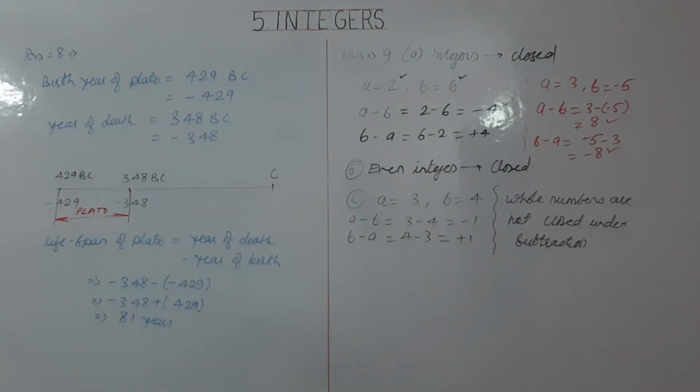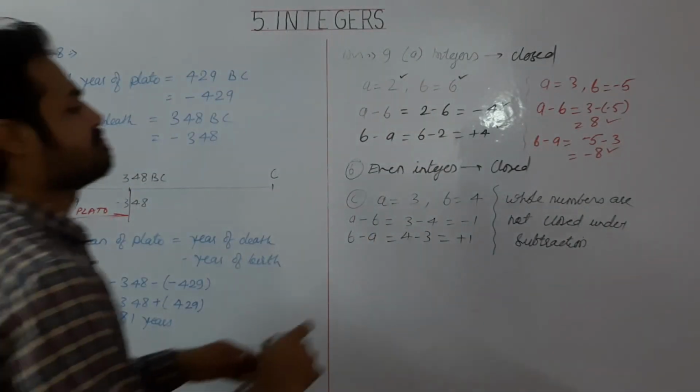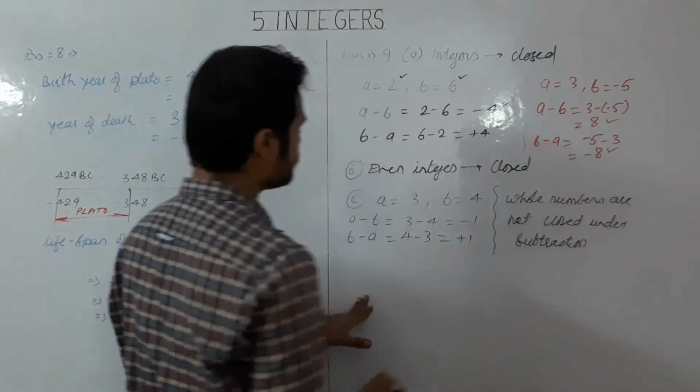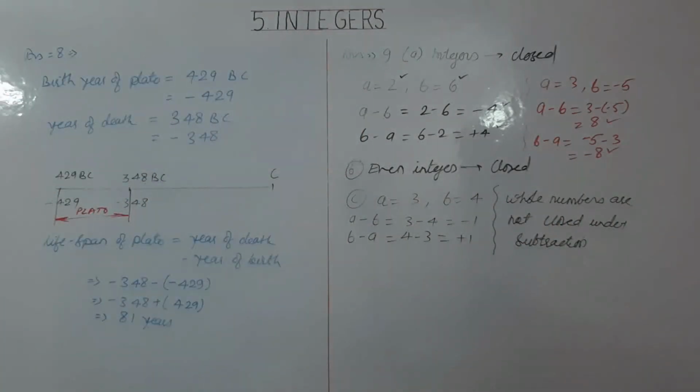Sometimes it may be closed, but it is not valid for all cases. So we'll write whole numbers are not closed under subtraction. Plus 1 is a whole number, but it is not possible to get positive numbers in each and every case. So no, not closed. Then part D, natural numbers.